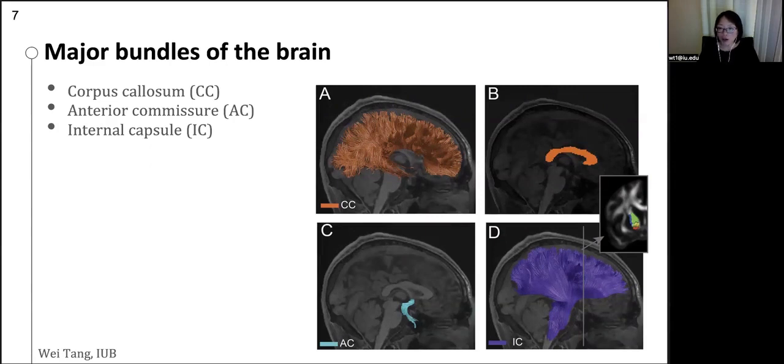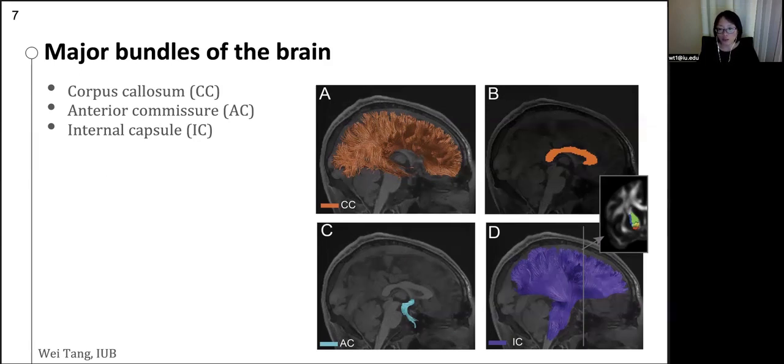Panel B shows the white matter volume at the midline of the brain, where the fibers pass through between the two hemispheres. You may have seen in papers that different parts of this volume have different names. The anterior end is called the genu. The posterior end is the splenium, and its central portion is called the body.